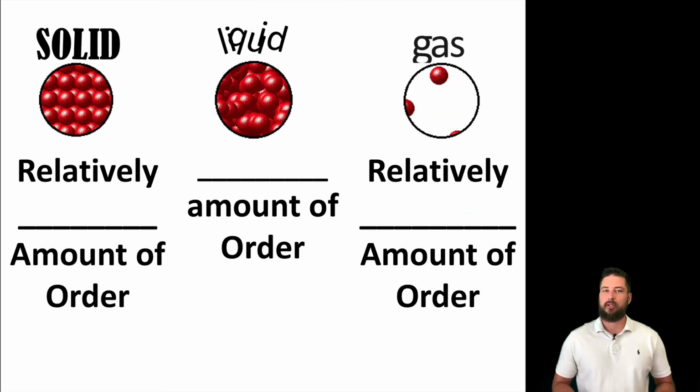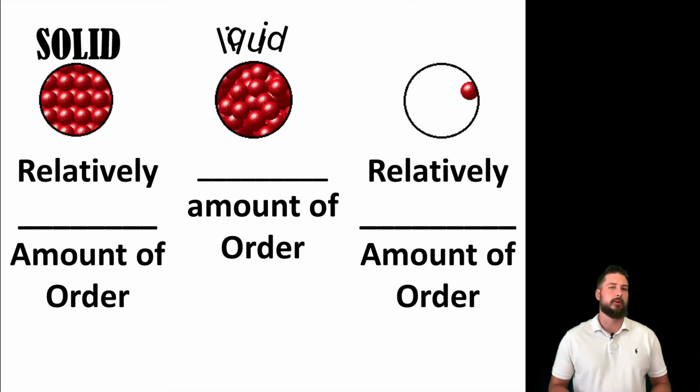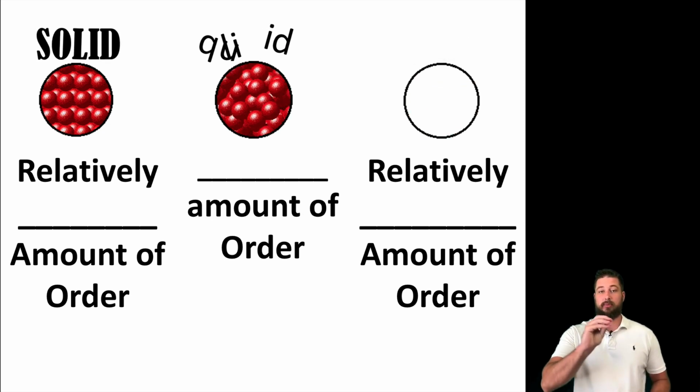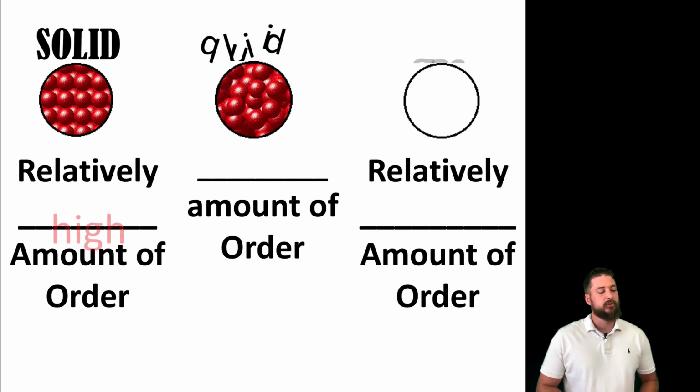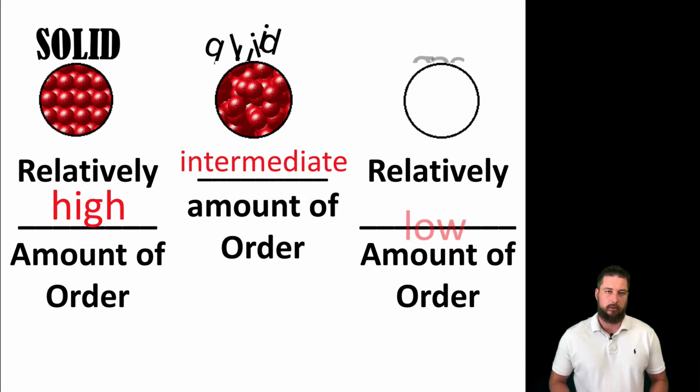Now, solids tend to be very orderly. Their particles tend to be nice and lined up. They're not really moving around. And so they have a very high amount of order.